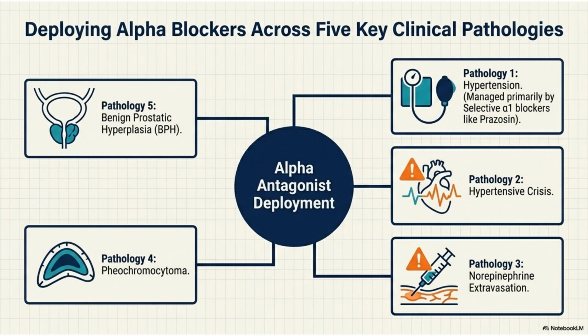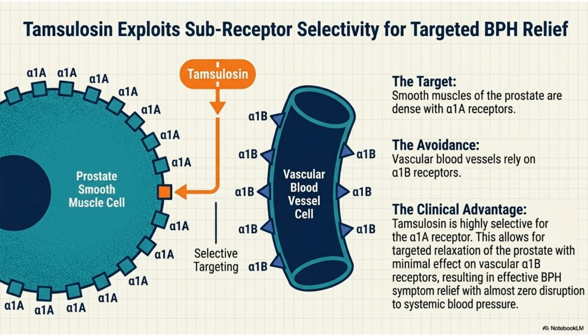Alpha blockers are deployed across 5 key clinical pathologies. These include hypertension, hypertensive crisis, norepinephrine extravasation, pheochromocytoma, and benign prostatic hyperplasia or BPH. Tamsulosin exploits subreceptor selectivity for targeted BPH relief. Prostate smooth muscles are dense with alpha-1A receptors, while blood vessels rely on alpha-1B receptors. Tamsulosin selectively targets alpha-1A, causing prostate relaxation with minimal systemic blood pressure disruption.